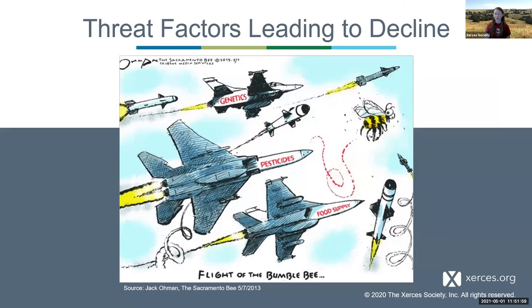But when it comes to figuring out what is causing the decline in bumblebees, it's very hard to tease out, right? There's so many different factors coming from so many different angles. It could be genetic diversity that's causing decline. It could be pesticide exposure. It could be lack of foraging resources or contaminated foraging resources.